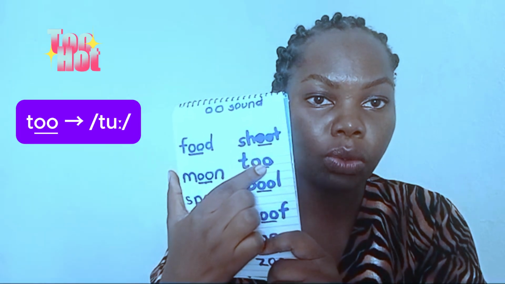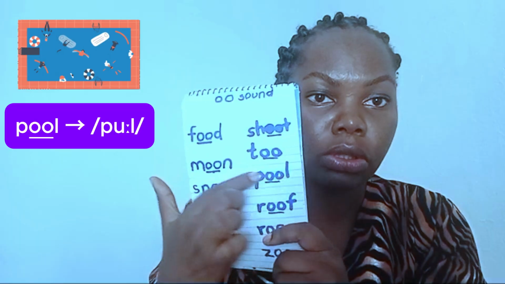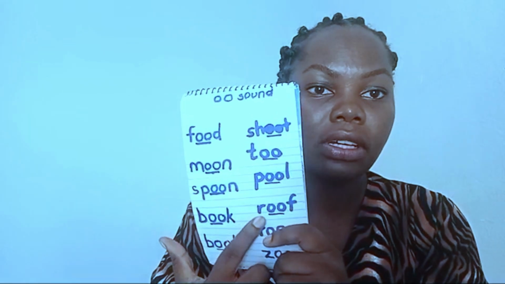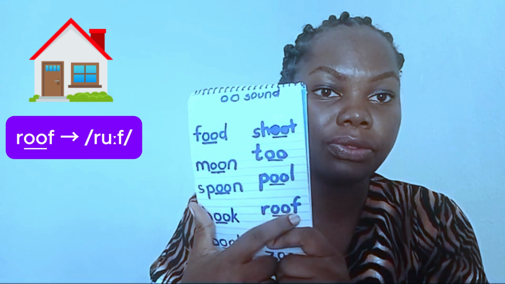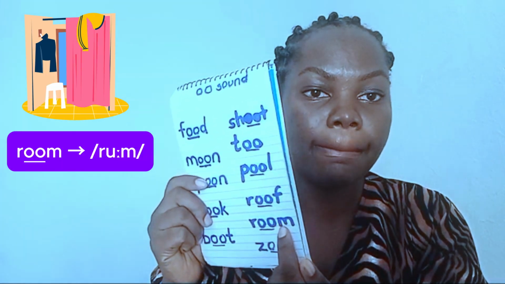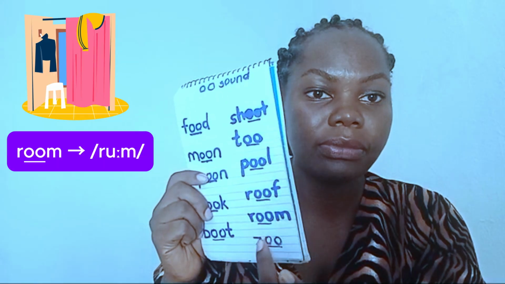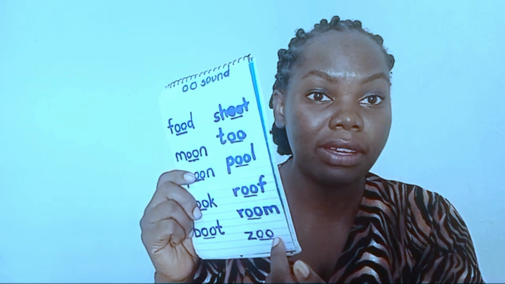T, oo, two. P, oo, l, pool. R, oo, f, roof. R, oo, m, room. Z, oo, zoo. So that was it for today's video.